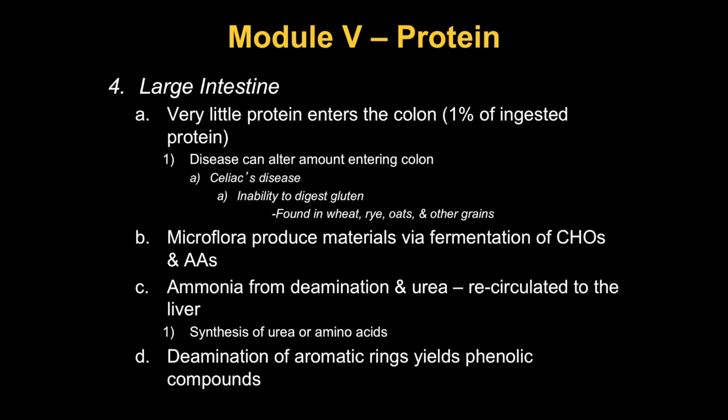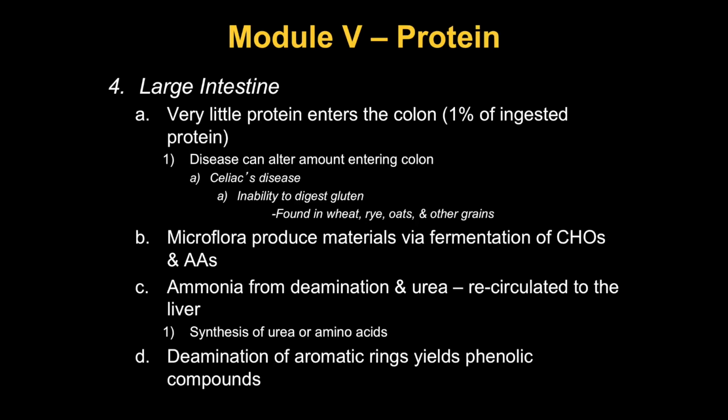It is important to note that diseases like celiac disease, which is an intolerance to the protein gluten, can lead to changes in the amount of protein that you'll end up with in the large intestine. So if the gastrointestinal tract is inflamed in any manner, you'll find more nutrients in the large intestine that you wouldn't normally find in somebody who has a healthier gastrointestinal tract. It's interesting to note that the microflora also are going to produce some materials from carbohydrates and amino acids that provide us with some health benefit. So that's important to keep in mind here as well.